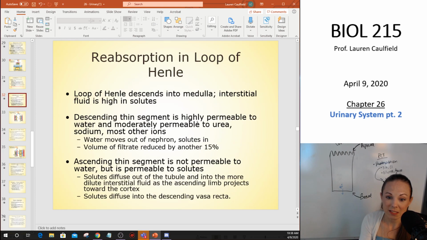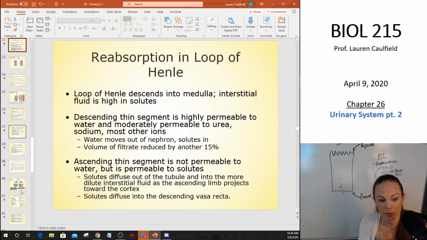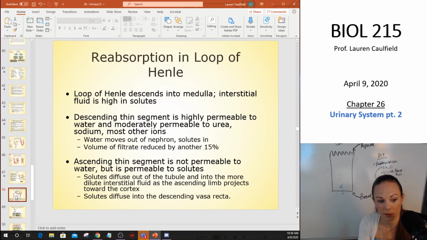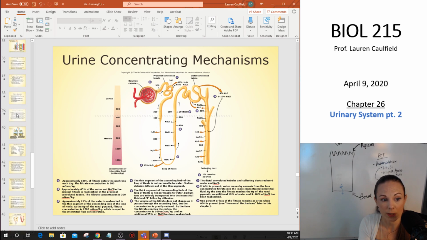So the descending segment, also notice that there are thin segments and thick segments. We haven't discussed this yet. I guess I gotta skip back all the way down here. This area right here is the thick segment. Here's another thick segment, and then this thin segment is this area that's thinner right here. So that's what we're talking about.